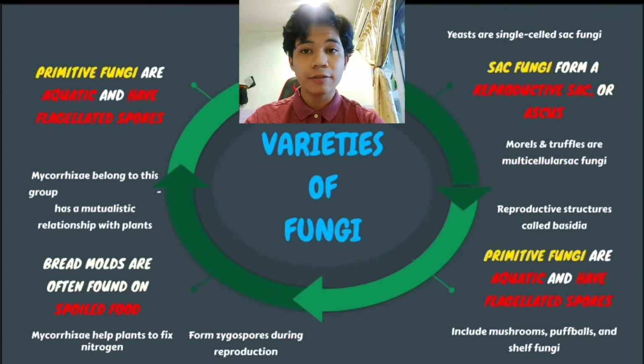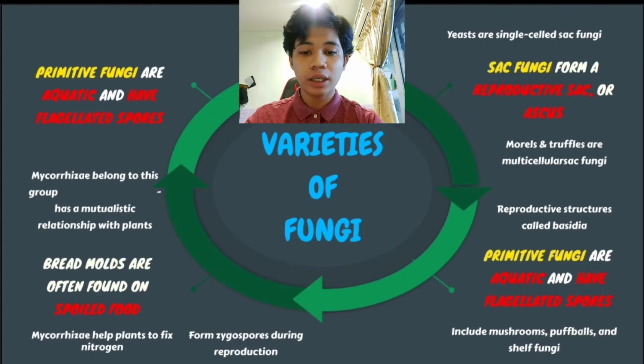In our daily life, molds are often found on spoiled food. For instance, fungi on the top of bread grow spores during reproduction. Also, mycorrhizae belong to this group, a group that has a mutualistic relationship with plants. Mycorrhizae help plants to fix nitrogen.